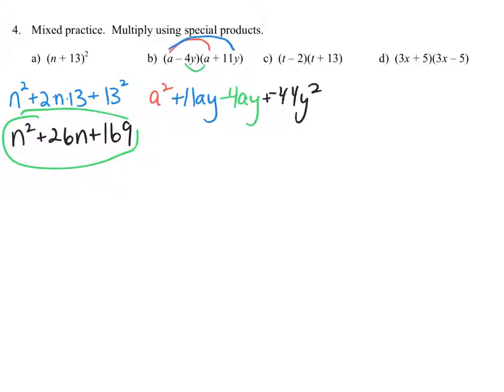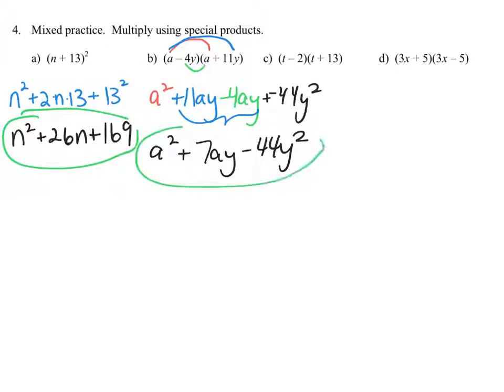We can combine those middle terms and write our result as a squared, and 11ay minus 4ay is 7ay, minus 44y squared. Our final answer, a squared plus 7ay minus 44y squared.